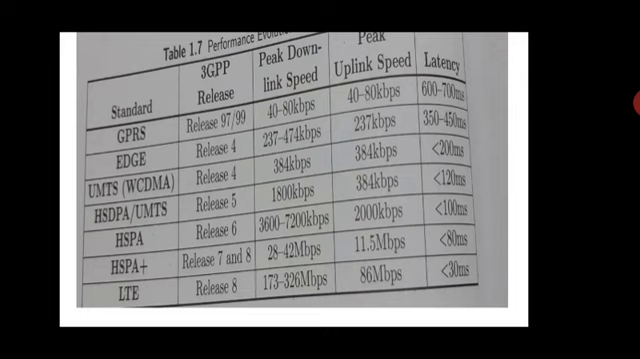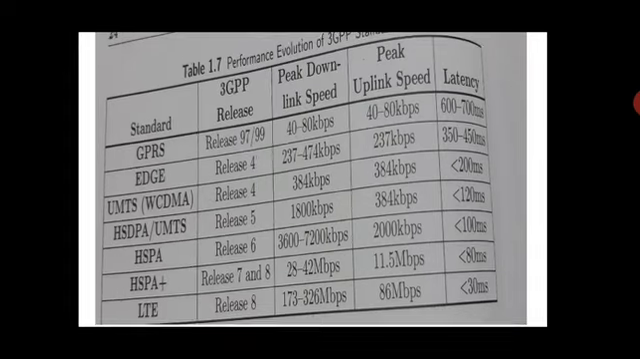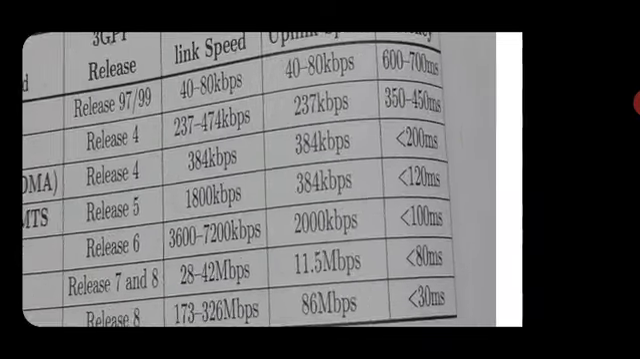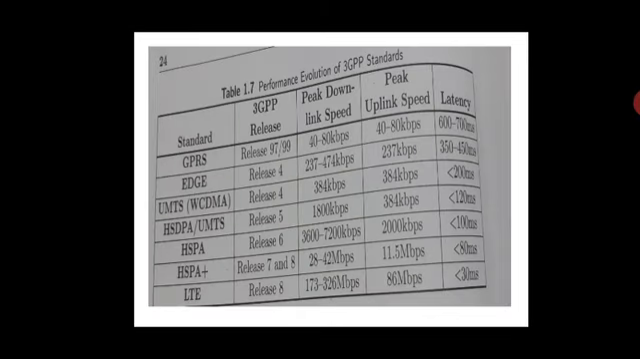Look at this, it is much more, multiple 10 times of the previous ones. Sometimes it is 100 times of the previous ones. It is supported with a peak downlink speed of 173 to 326 mbps and a peak uplink speed of 86 mbps. When you compare with the previous one, HSPA plus at 11.5, now it is supported with 86 mbps, with the latency minimized to 30 milliseconds. This is very important when you are comparing why LTE.